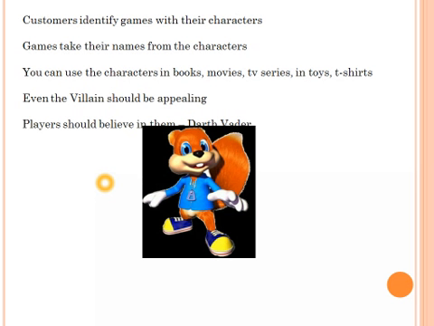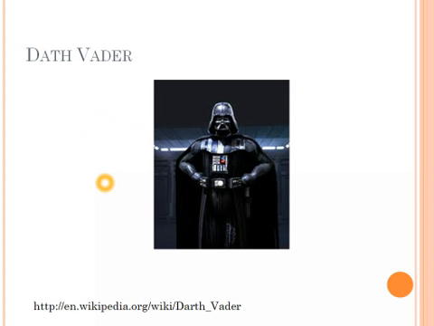Even the villain should be appealing. What does it mean? The villain should look like a villain. He should match with his personality. It should fit within the game world. He should match with his actions. Players should believe in them. Whenever they see him, they should know that this is the evil person. For example, Darth Vader in Star Wars. You can see him here. And if you go to this Wikipedia page, you will know more about him.